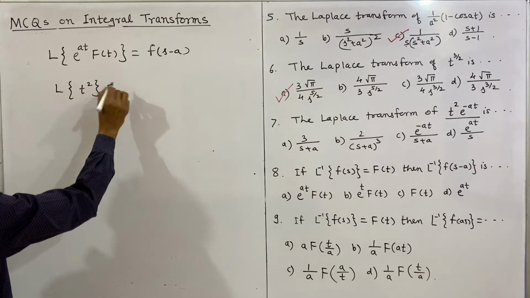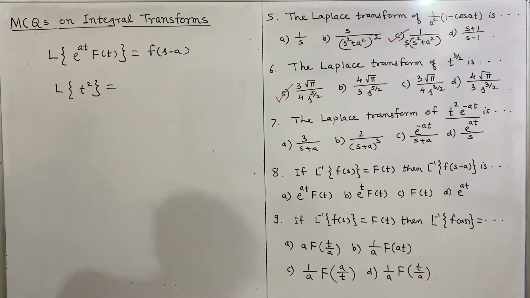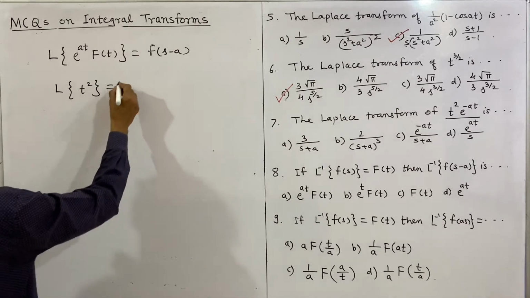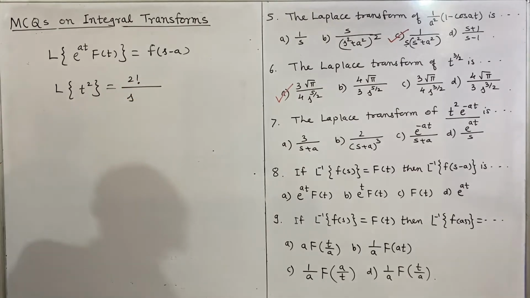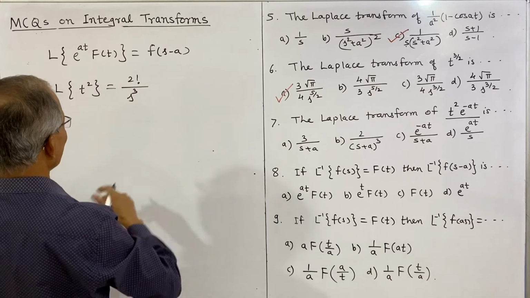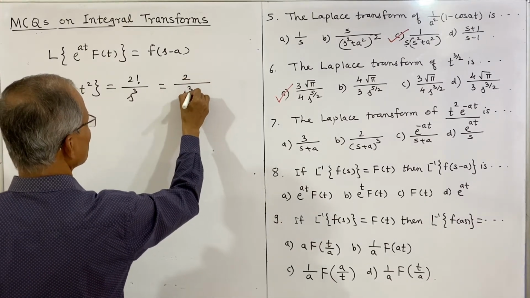Now what is L of t square? Using the earlier formula L of t power n, here n is an integer, and therefore we can write 2 factorial divided by s to the power 2 plus 1, that is s cube, and that will be 2 divided by s cube. That is the Laplace transform.